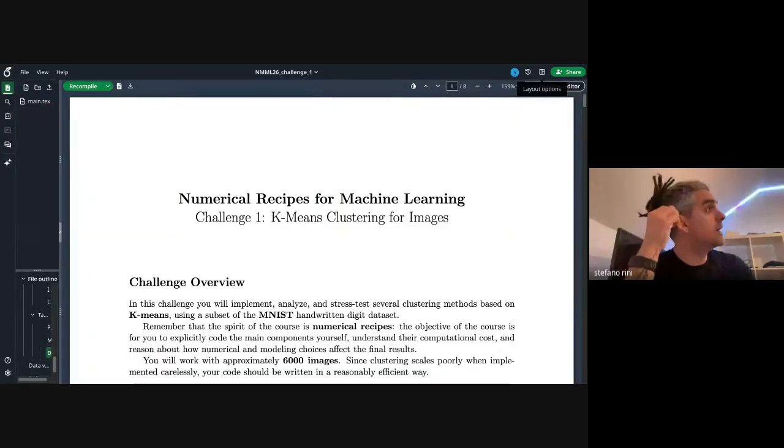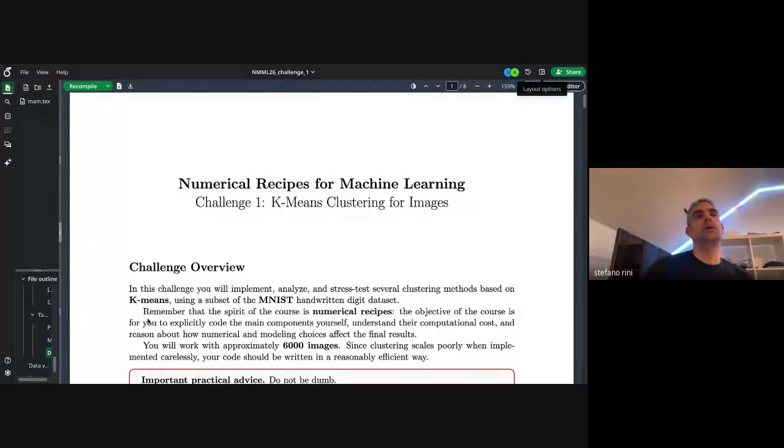The first challenge will be on the first machine learning method that we saw, which was k-means clustering, right? The idea here is that you have this very simple algorithm in theory. You have multiple points in space. You initialize some of the points in the space to be your cluster representatives.